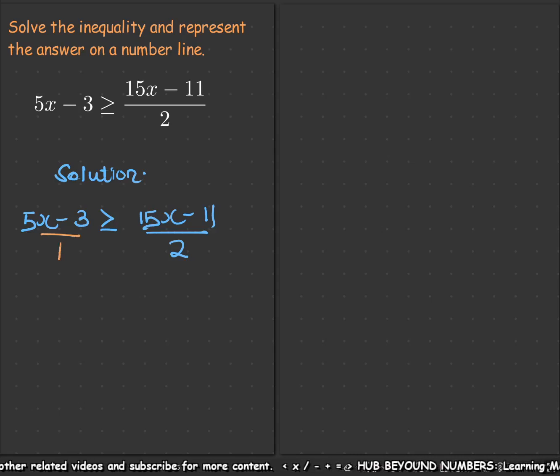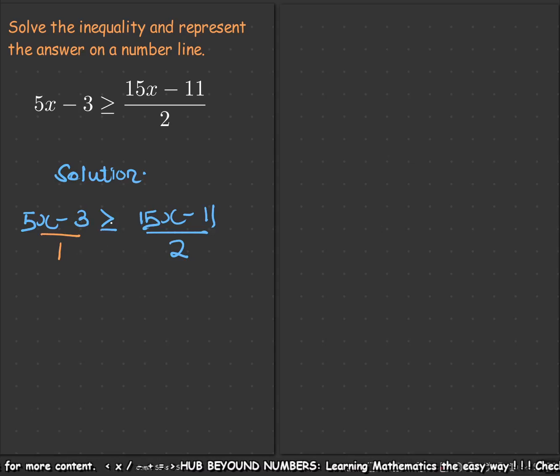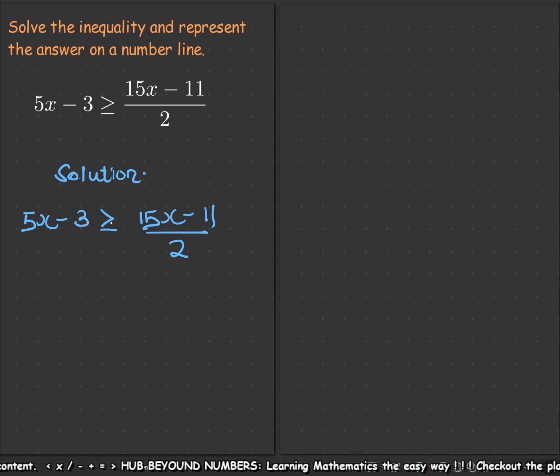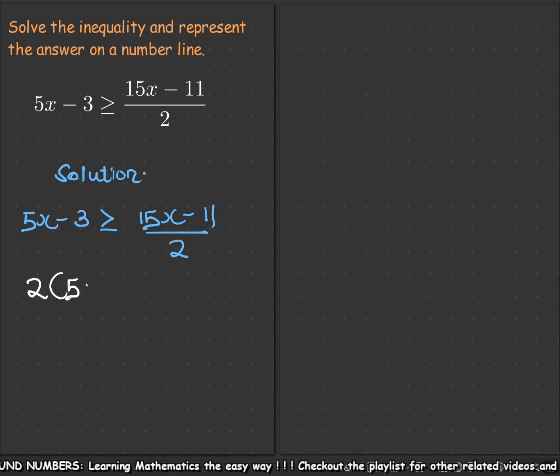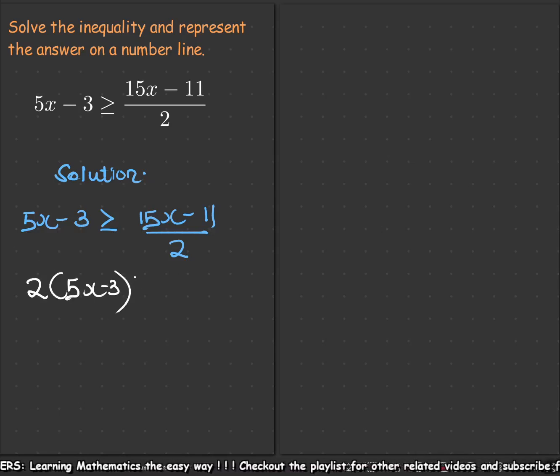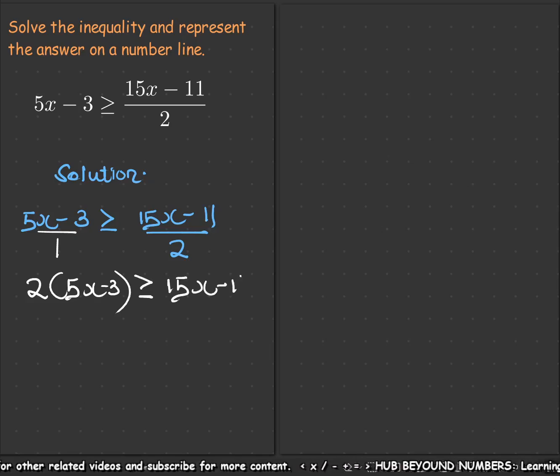If you want to cross multiply, it means this numerator multiplies the 2, and the 1 also multiplies here. What do I mean by that? I simply mean that we are going to multiply 2, which is the denominator here, by all of this. So 5x minus 3, greater than or equal to. Our denominator here is 1, so the 1 multiplies all of this over here. 1 times anything is still the same thing, so we still have our 15x minus 11.